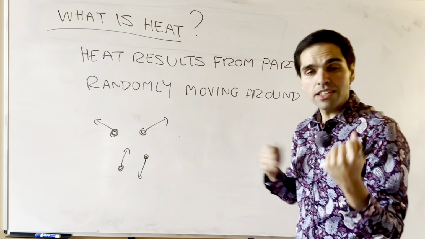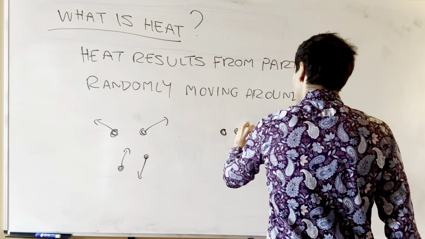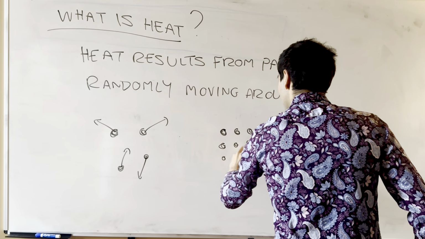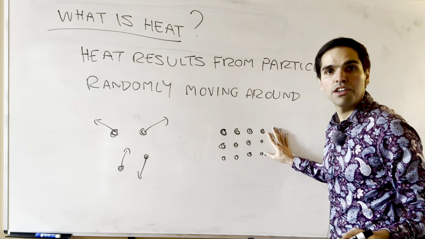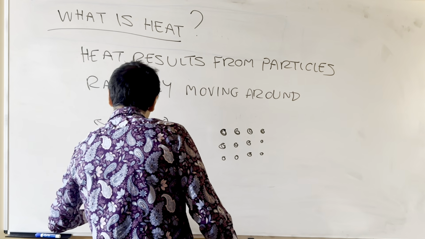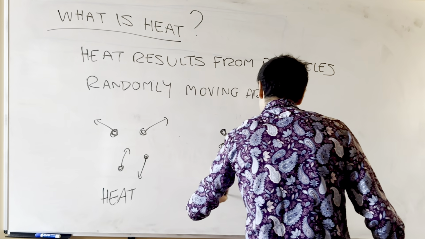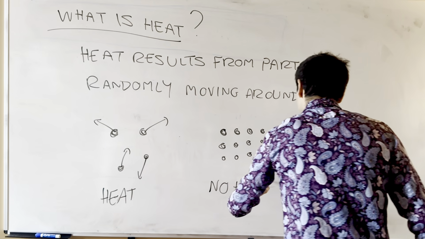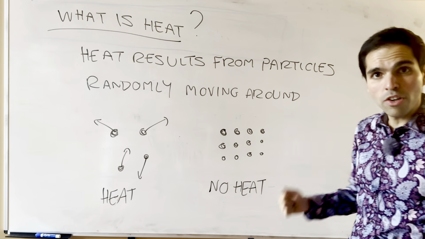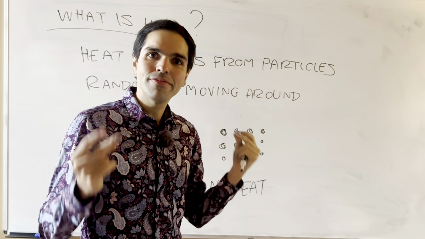But something that's not hot, think like an ice crystal, usually has this structure where we have a bunch of atoms that don't move around at all, that are just static. So once again, this would be heat, and this would be no heat. And it's in fact in terms of those random particles bouncing around that we will derive the heat equation.